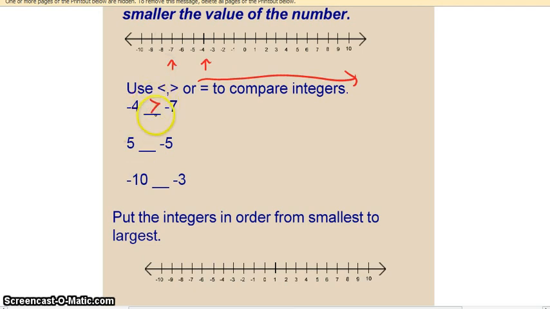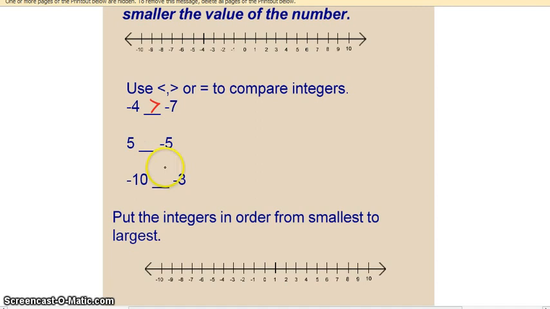The wide open end always faces the bigger number, and the tiny closed end always faces the smaller number when we're trying to figure out which symbol to use. And then we read from left to right. This is left, this is right, so we read greater than first. If it was this way, we'd read the less than side first.